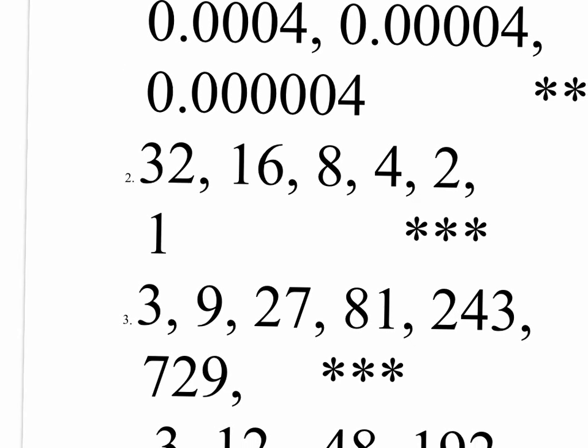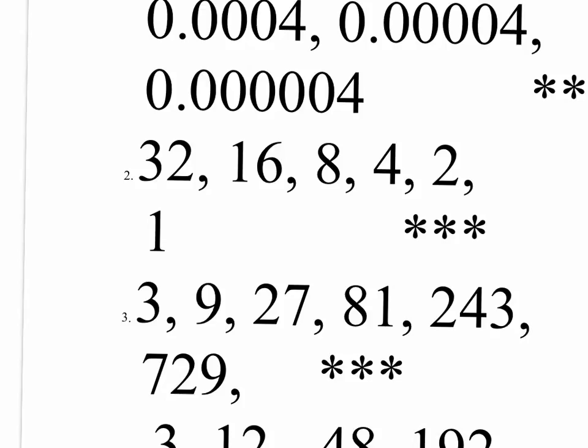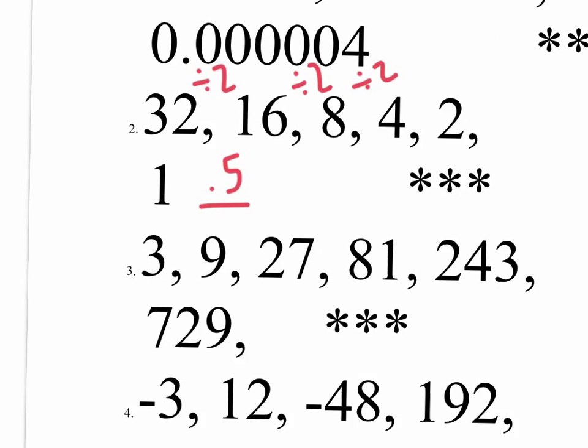Let's look at the next one. 32, and then 16, and then 8, and then 4, and then 2. Here we're going to be dividing again. In this case, we're simply dividing by 2. So the next term would be what? 0.5, right?